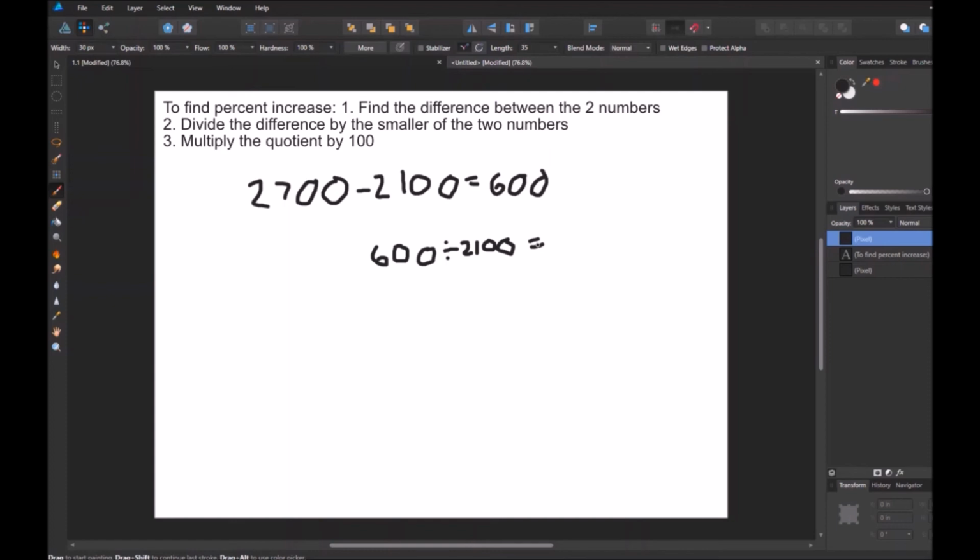And again, feel free to use a calculator for this part. So our number is 0.2857. And then we're going to multiply that number by 100. And that's going to give us 28.57. So between the years of 2000 and 2008, the average cost of a 30-second TV spot in the Super Bowl increased by 28.57%.